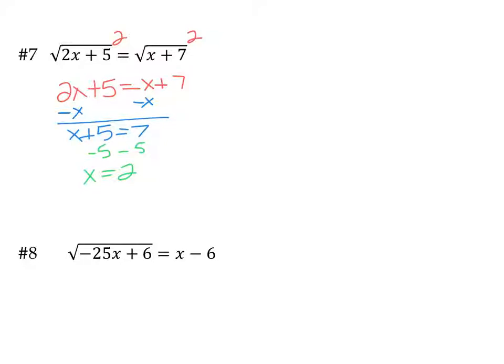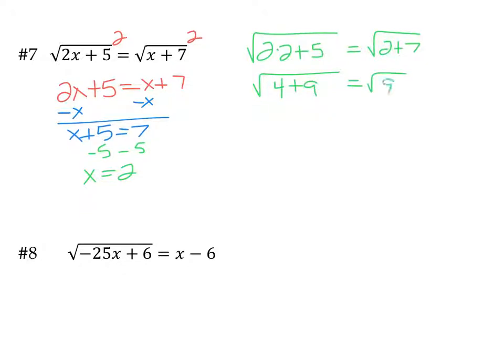We're going to check that by plugging it back into the original equation. The square root of 2 times 2 plus 5 equals the square root of 2 plus 7. So the square root of 4 plus 5 equals the square root of 9. The square root of 13 equals the square root of 9. Now I'm not sure that that's accurate. The square root of 13 doesn't equal 9. Okay, so we squared both sides. 2x plus 5. We square this side, cancels out. We get x equals 2. If I plug it back in, I get 4 and 5. That's the square root of 9.